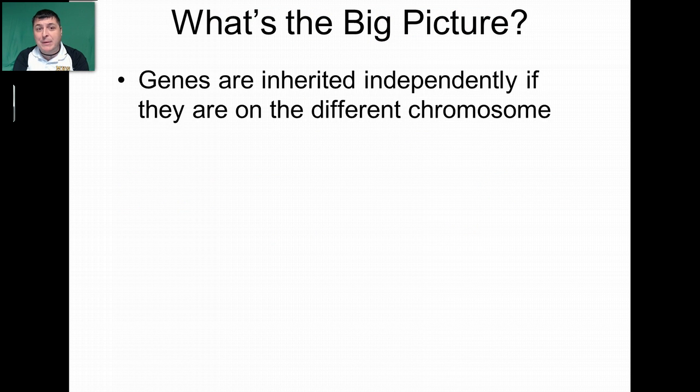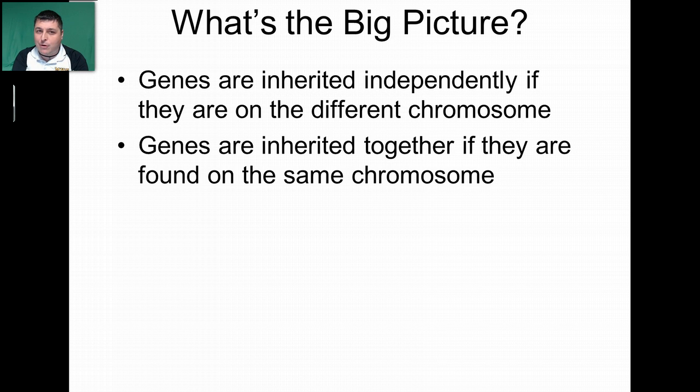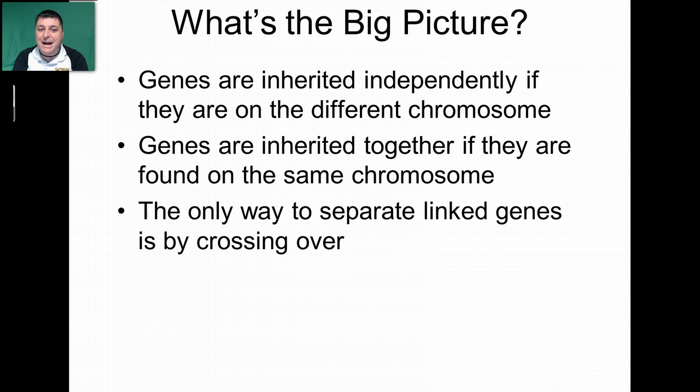So in terms of our big picture here, genes are typically inherited independently from each other as long as they're on different chromosomes. When they're on the same chromosome, they're going to go together. But they can separate, and the only way that they can separate is through the process of crossing over.